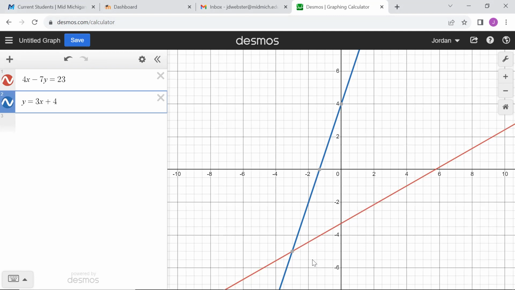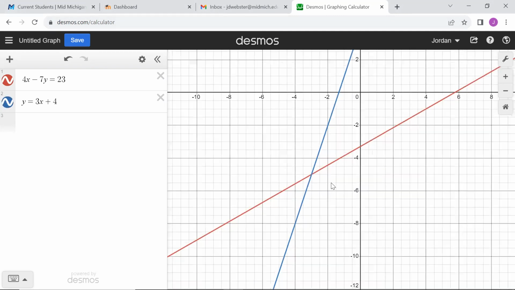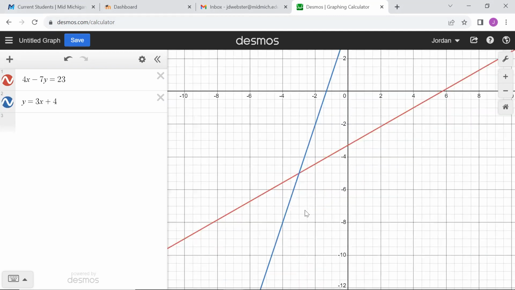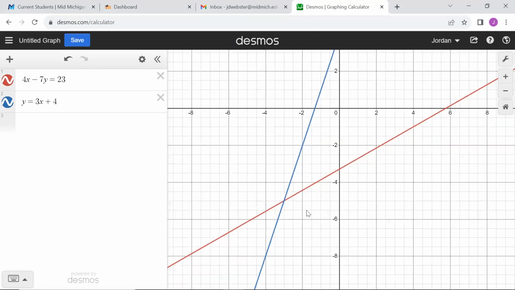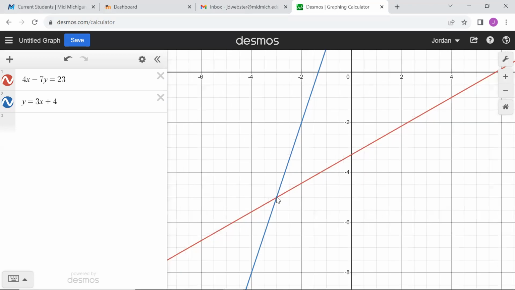So if you grab the screen, you can move it around a little bit. You can zoom out and zoom in. But if you put your cursor where those intersect, usually Desmos gets the point. And sure enough, where those two lines intersect is the point (-3, -5).